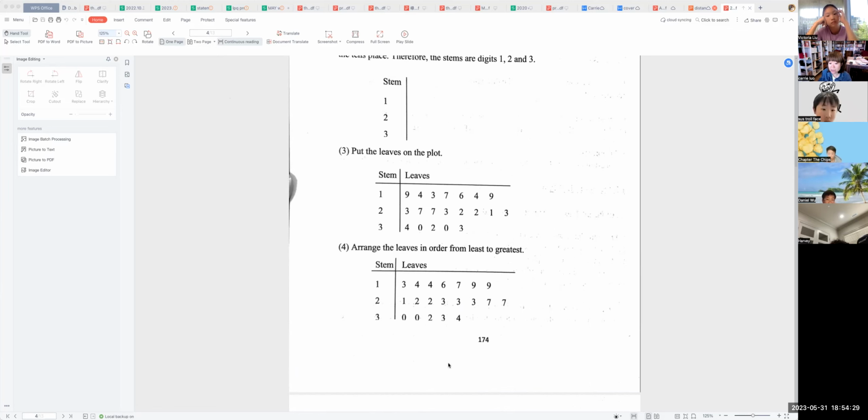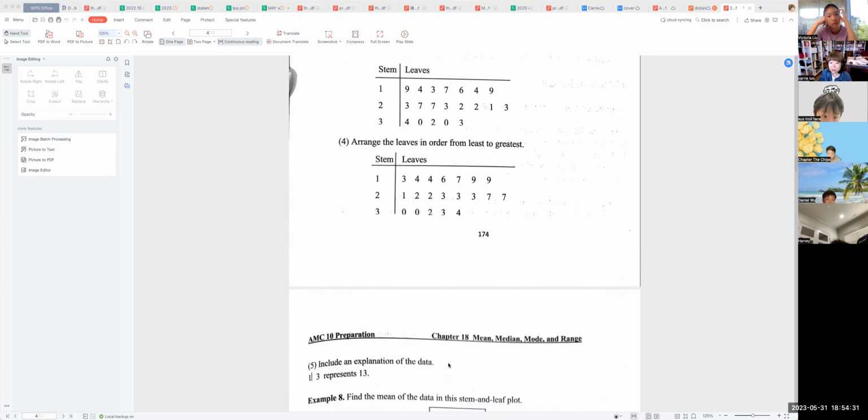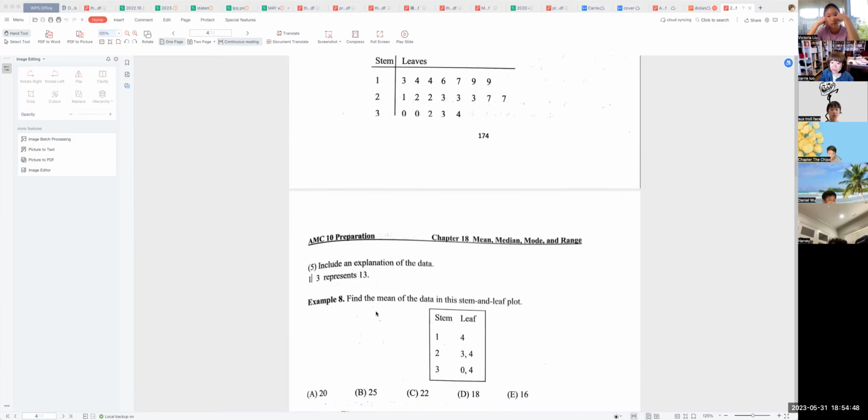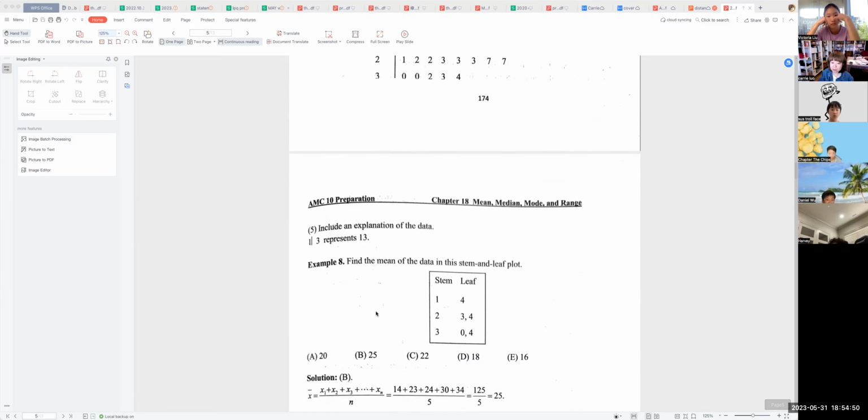It's easier to understand. Now, include the explanation of the data, because if you only have those numbers, it's very hard to understand. But if you have 1|3 represents 13, then everybody understands what you're doing here. Got it, everybody? So that is the stem and leaf plot form. So we need to understand how to do this. Okay, stem and leaf plot, sorry.